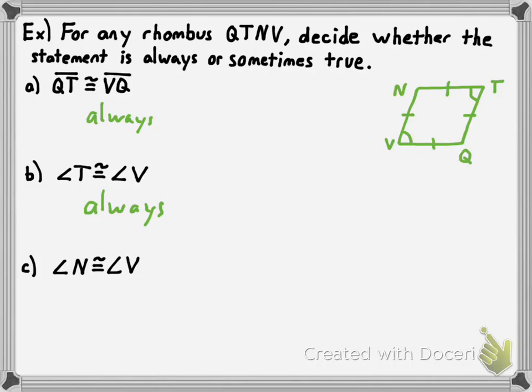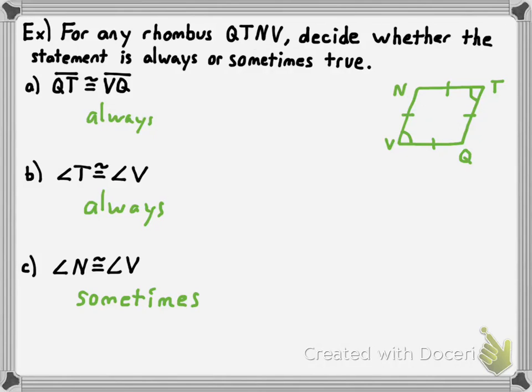All right, and then would it be sometimes or always true that angle N is congruent to angle V? Well, angle N and angle V are consecutive angles, right? Now, those always have to be supplementary to one another, but is it possible for them to be congruent? Well, yeah, didn't we say that it's possible for a rhombus to be equiangular as well, if it was a square, for instance? So, in the instance that these angles were both 90, it would be true to say that angle N is congruent with angle V. In every other case, it would not be true. So that's going to be sometimes.